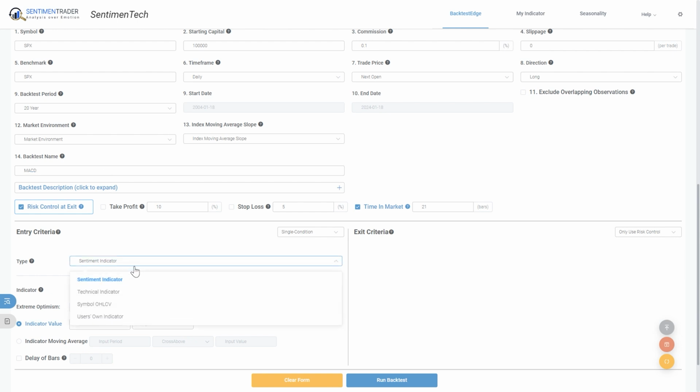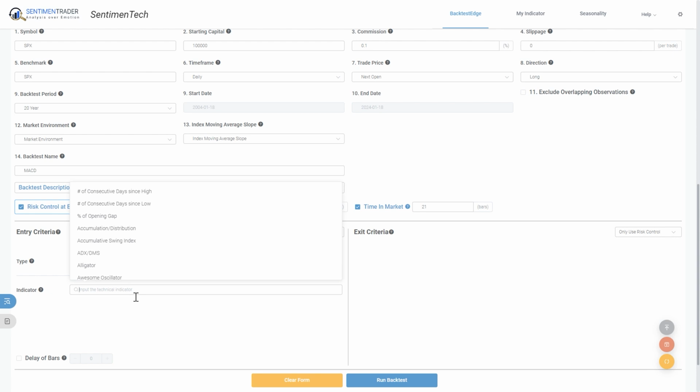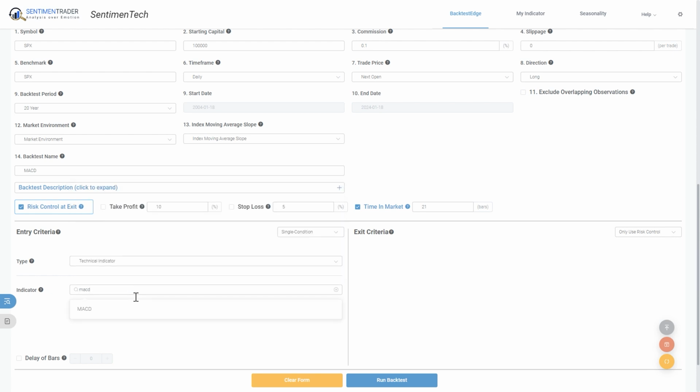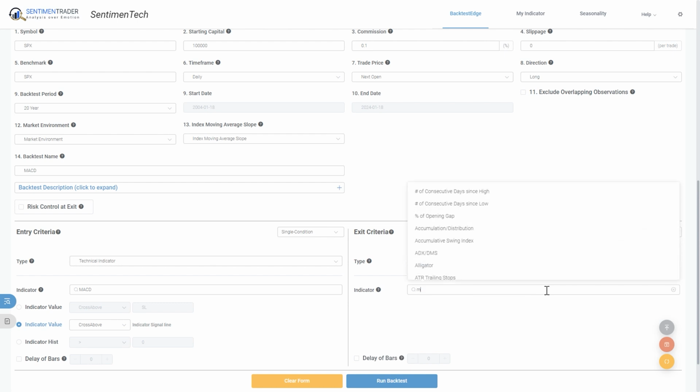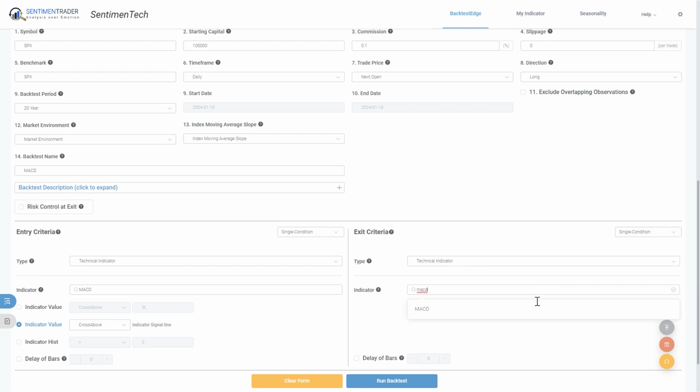Under Entry Criteria, click on the Type drop-down menu and select Technical Indicator. Then, move to the Indicator drop-down menu, search for and select MACD, and then choose Cross Above Indicator's Signal Line. Under Exit Criteria, select Technical Indicator and choose MACD as the indicator and Cross Below Indicator's Signal Line.